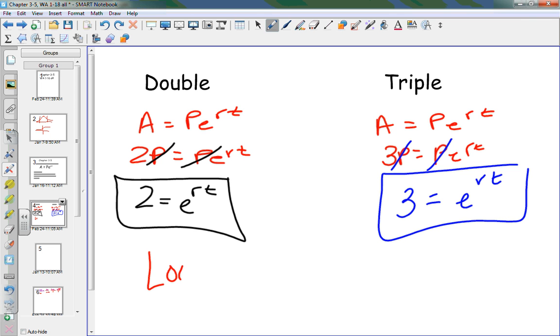So maybe we should put that down here, just so that we're aware of that. So when we're looking for our time, how long it's going to take us to double or triple our money. Okay, we all good on this so far?